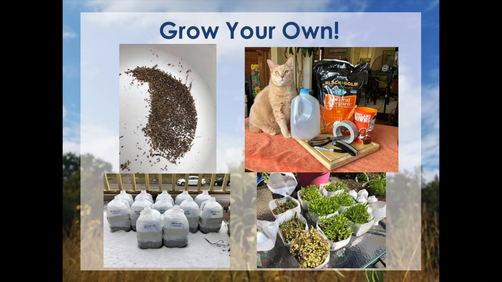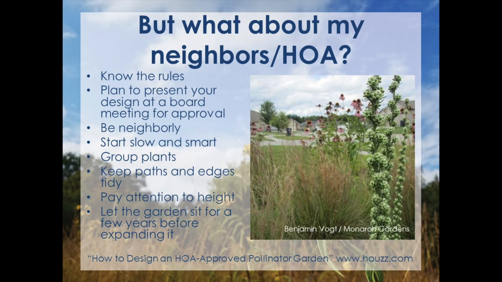The other option is to grow your own. And you say, but what about my neighbors or the HOA? I'm not comfortable being that neighbor. Maybe you are. So start slowly. If you do have an HOA, maybe present your plan to the board. Maybe keep it small to start with and then slowly expand. Invite your neighbors into your yard and talk to them about it. Oh, this might look a little different, but this is why.